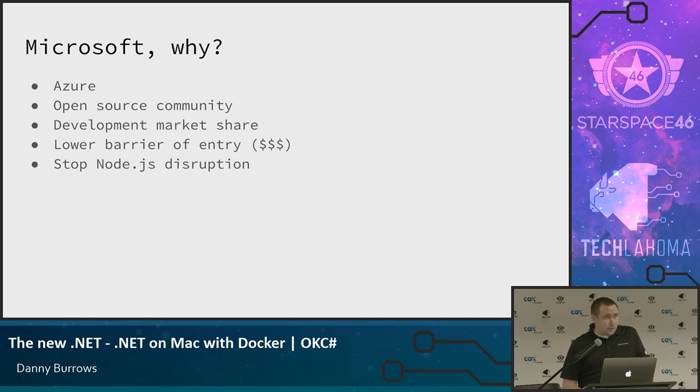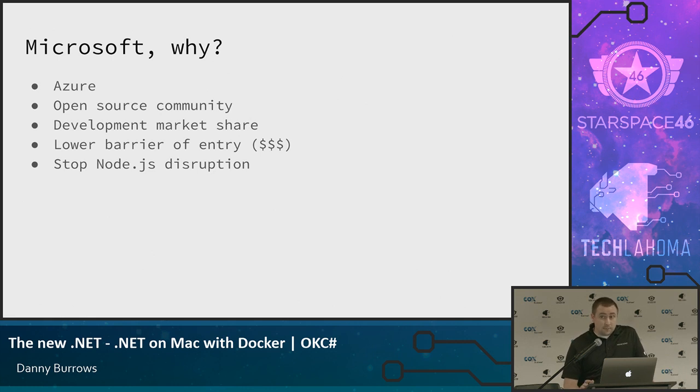The first one is Azure. Microsoft is really trying to compete with Amazon and Google and DigitalOcean and some of those other large cloud companies that are out there. And Azure is Microsoft's tool to do that. They're really trying to put effort into driving business and enterprises to use the Azure cloud platform.